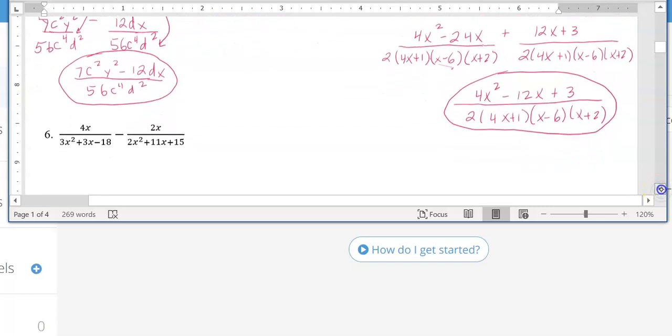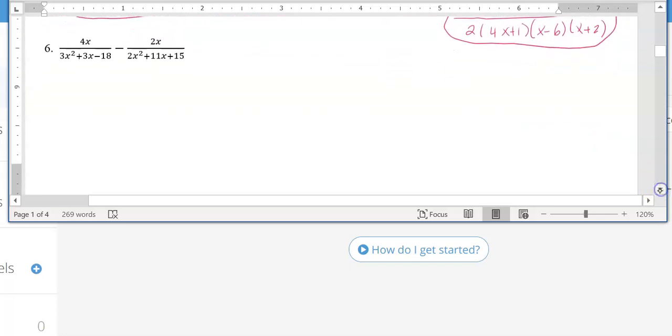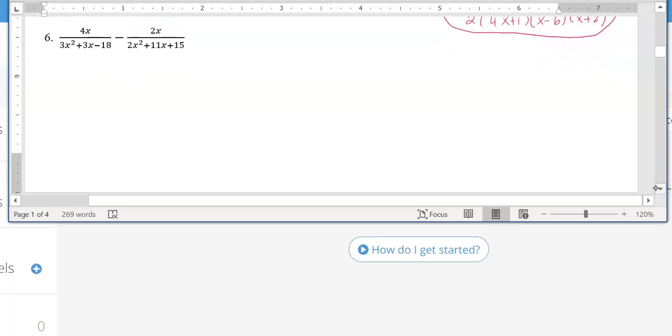And let's move on to number 6. Very similar type problem, except it's subtraction. So we still need to factor. So let's factor first. 3 is a GCF. Always look for a GCF first. Makes other factoring so much easier.